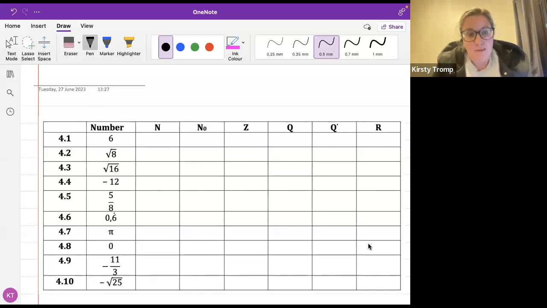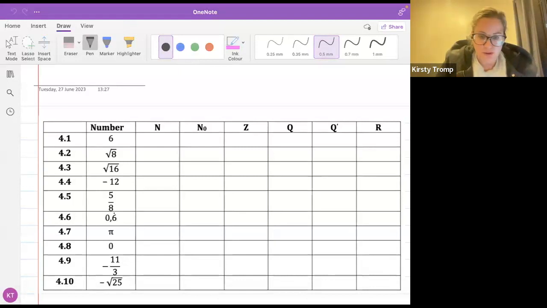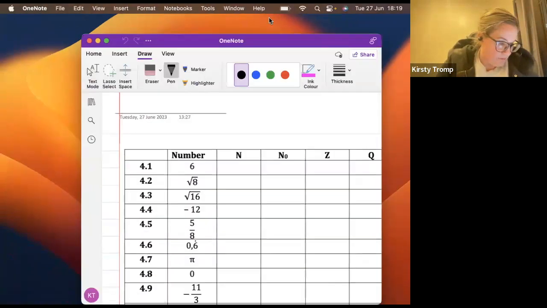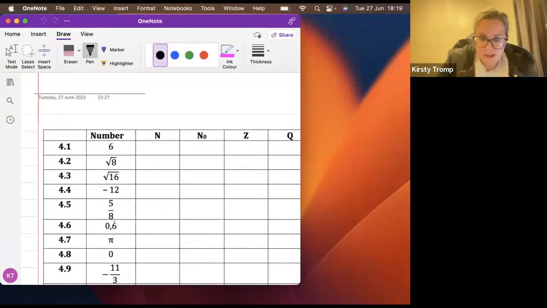So Lorato's asking me, ma'am, how can you identify a recurring decimal from a non-recurring decimal? Lorato, the best way to do that is to use your calculator. So you are going to use your calculator. I'm going to make this a little bit smaller and bring my calculator up here for you guys. Hopefully we'll be able to use my calculator. Let's see what it gives us.